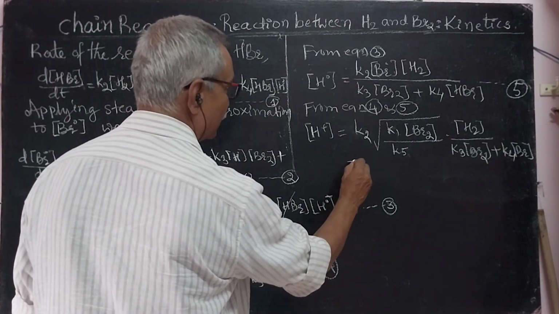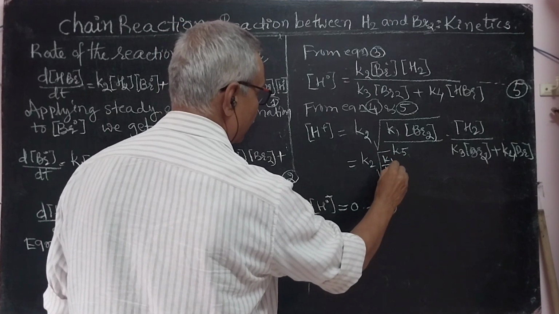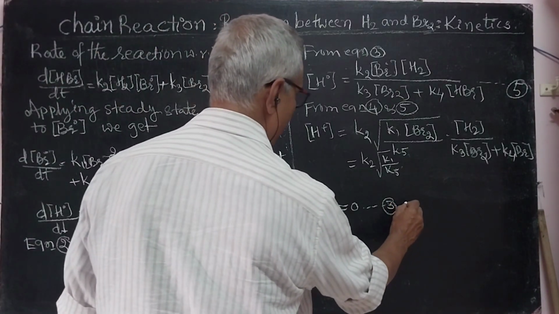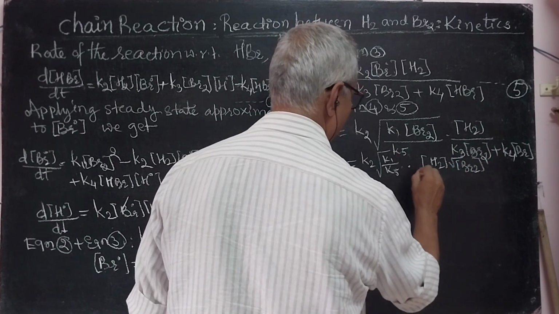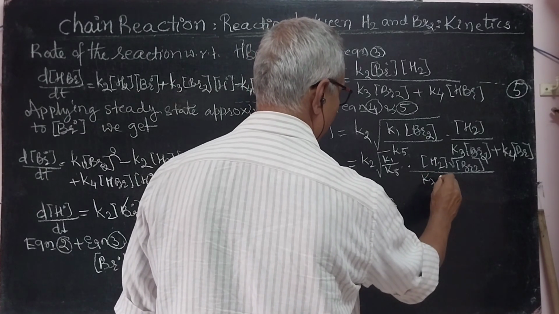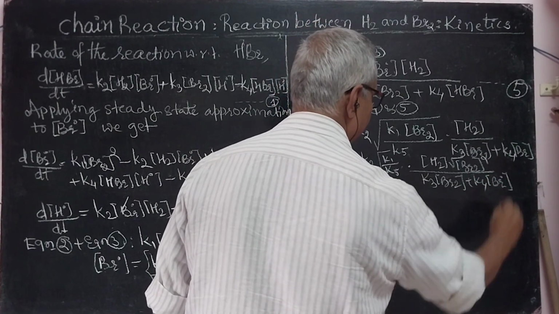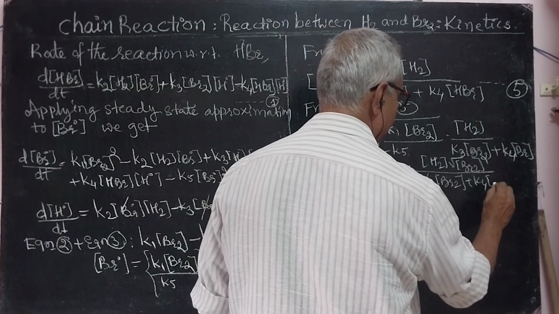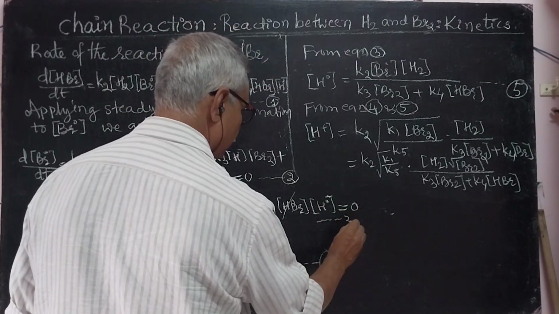This is equal to square root of K2, square root of K1 by K5, then H2 into square root of Br2 divided by K3 Br2 plus K4 HBr. Suppose this is equation 6.